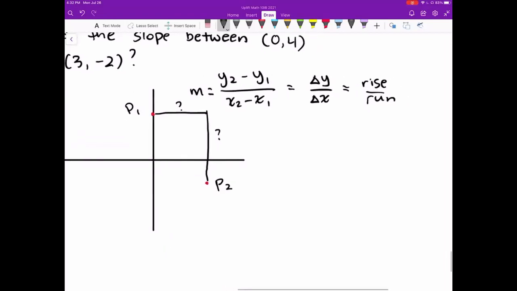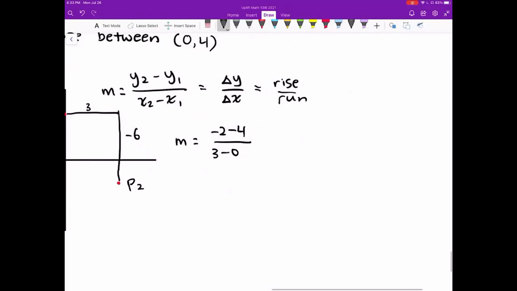So m is rise over run. The rise is y2 minus y1, which is -2 minus 4, so this would be -6. The run would be x2 minus x1, so that would be 3 minus 0. Sorry, this will be 3. So the answer will be -6/3, which is -2.